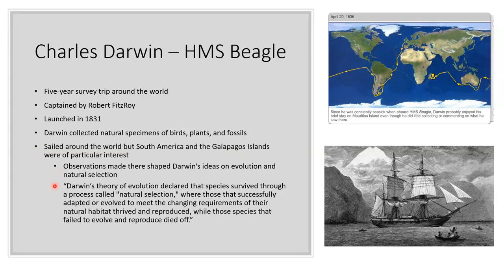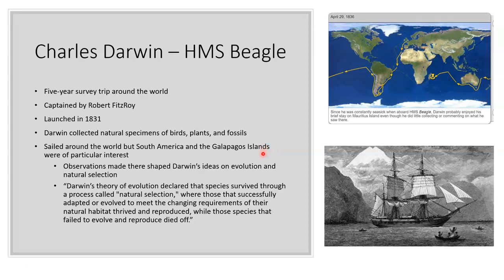This is right out of your lesson. Darwin's theory of evolution declared that species survived through a process called natural selection, where those that successfully adapted or evolved to meet the changing requirements of their natural habitat thrived and reproduced. Adapt or die, right? While those species that failed to evolve and reproduce died off. So after Charles Darwin finished college, he had an opportunity to go on this trip and study the natural specimens of all these places that this ship was going to go visit.